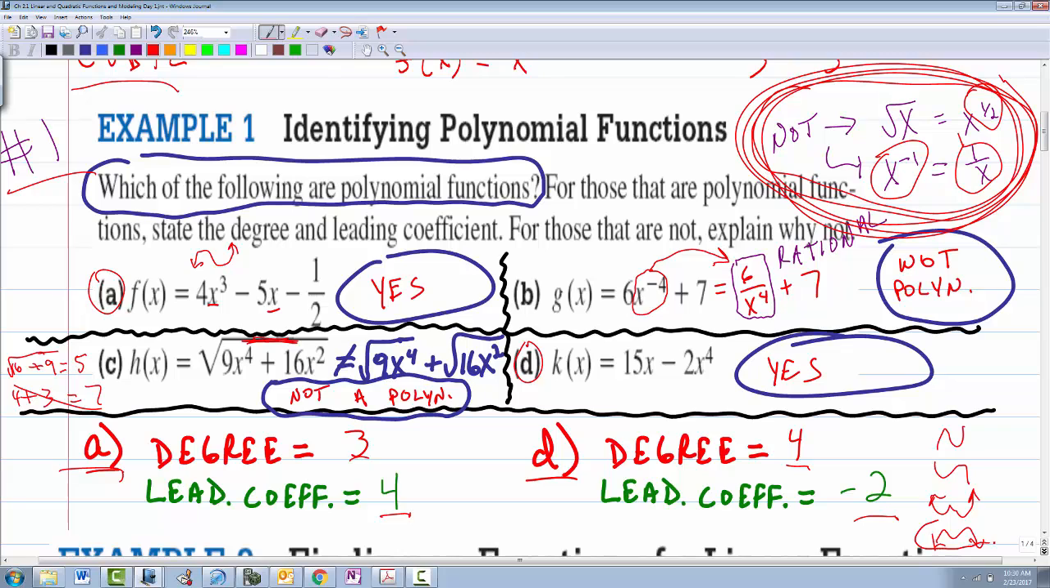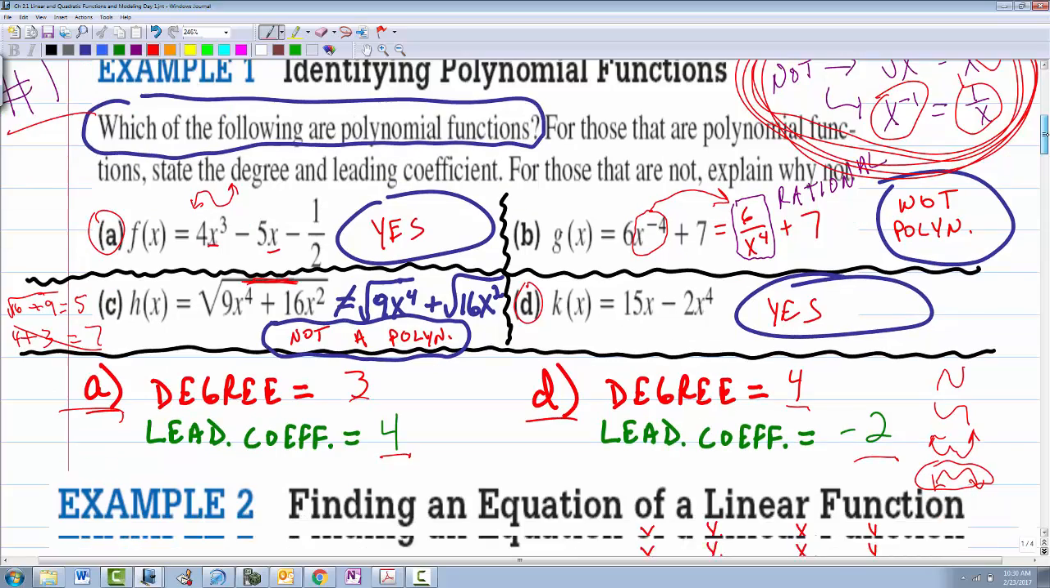Okay? You got to know that an x to the fourth ends the same way as it starts, and it ends down because of the leading coefficient. So that's why you'd want to identify those things.